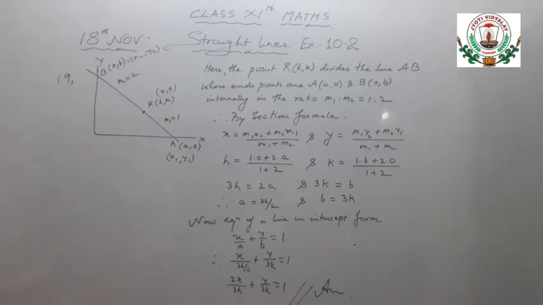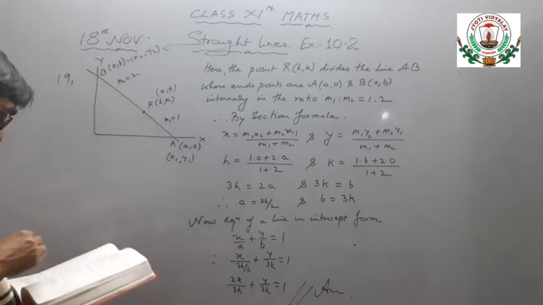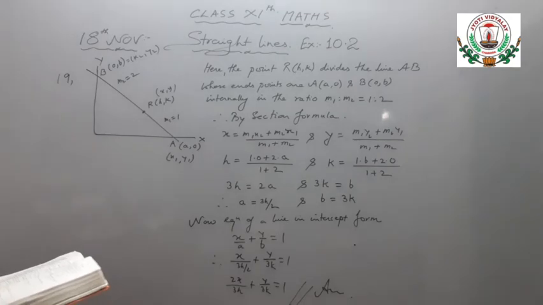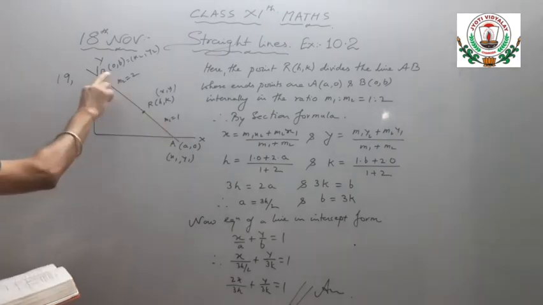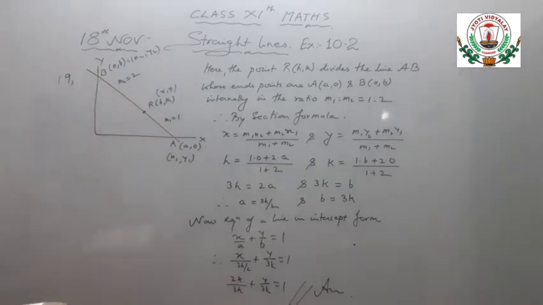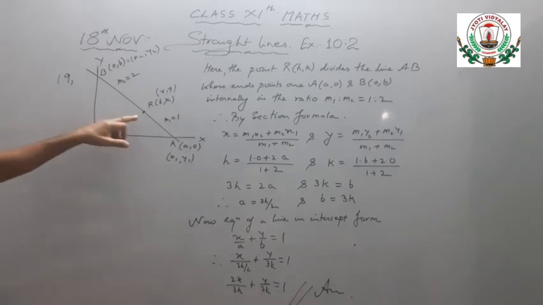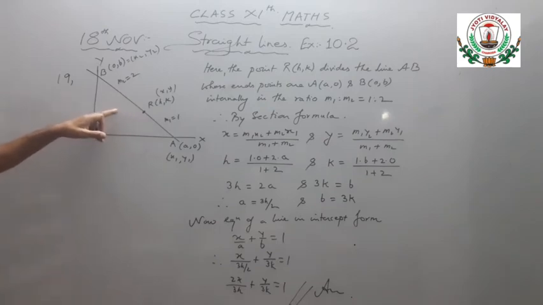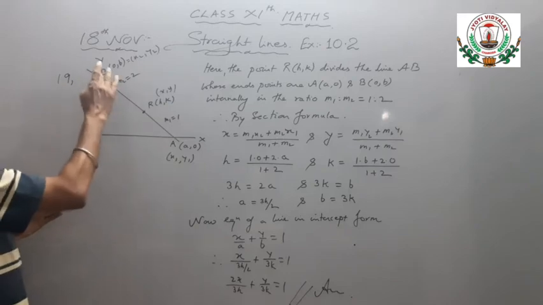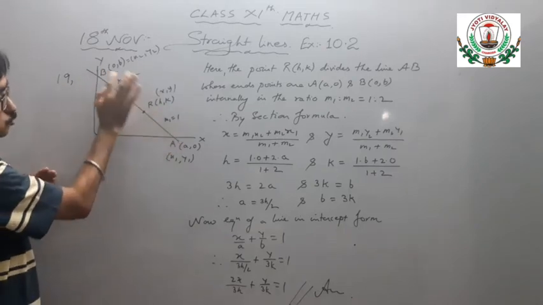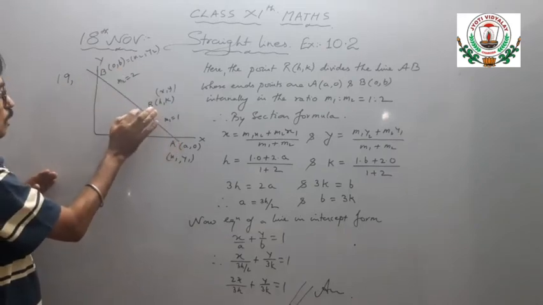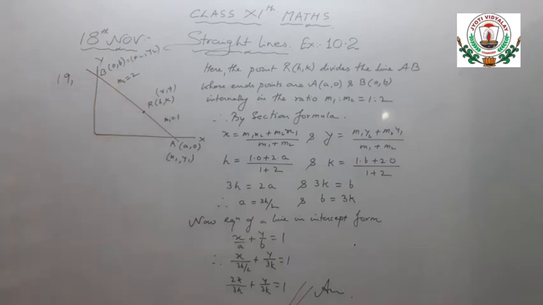Question number 19: Point R (h, k) divides a line segment between the axes in the ratio 1:2. Find the equation of the line AB. In the previous question, number 18, the point was the midpoint, but here the point R divides the line segment AB in the ratio 1:2. AR is to RB, that is 1:2. m1 value is 1 and m2 value is 2.